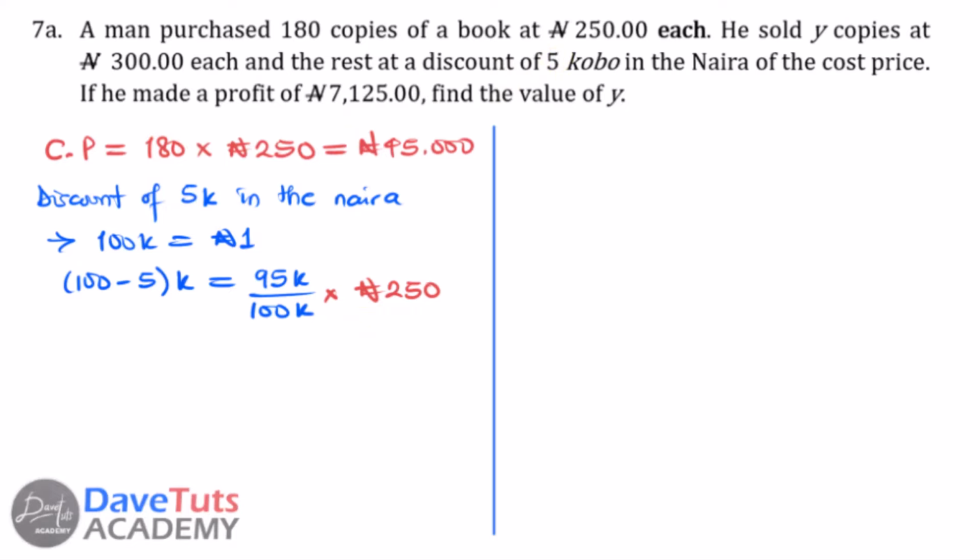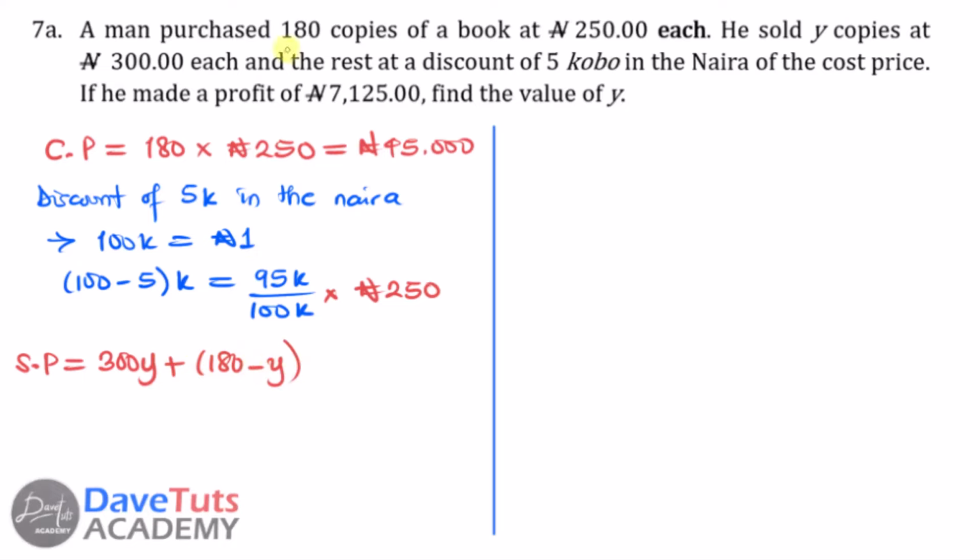Now since we have gotten his cost price, we can now look at the selling price to say that he sold Y copies at 300 naira each. Then the price for that will be 300 multiplied by the number of copies, which is Y. So we can say that is 300Y. Okay, but that's not all. Y out of 180 will mean that there is 180 minus Y remaining.